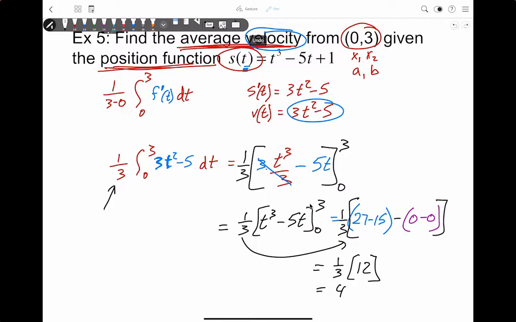Let's give it units per time. It didn't give us feet per second or meters or miles per hour, it didn't give us anything like that, so we're just going to say units per time. And if this was an average acceleration, we would have said units per time squared.